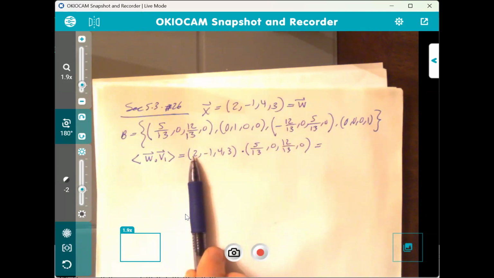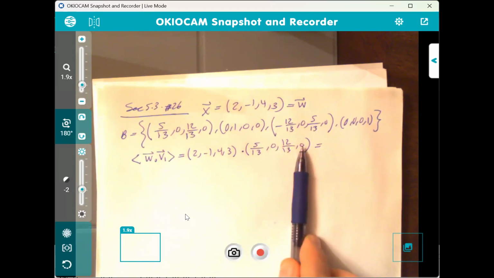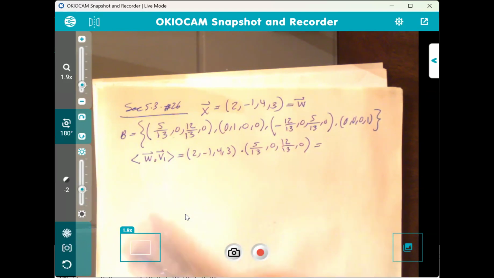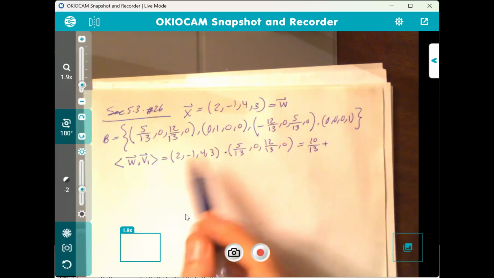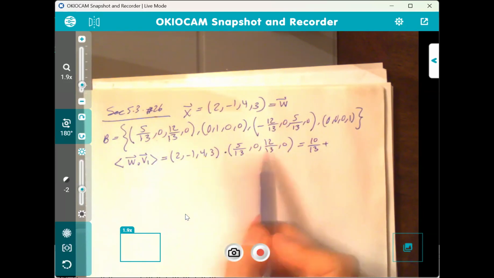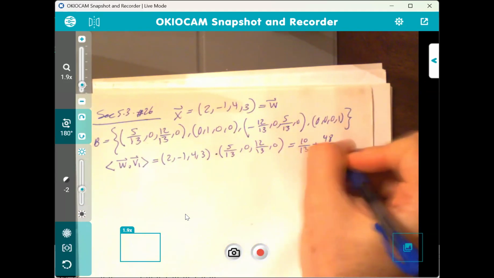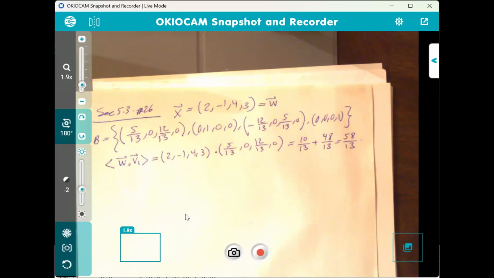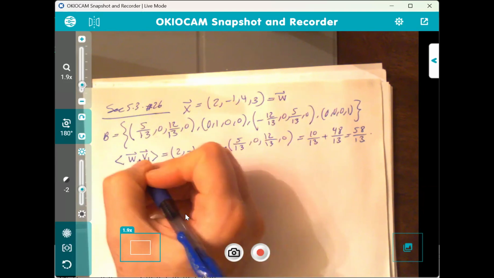So we go 2 times 5/13, negative 1 times 0, 4 times 12/13, 3 times 0. 2 times 5/13 is 10/13, plus 4 times 12, that's 48/13. Together they add to 58/13. And there we have that one. Okay, that's not the complete answer.